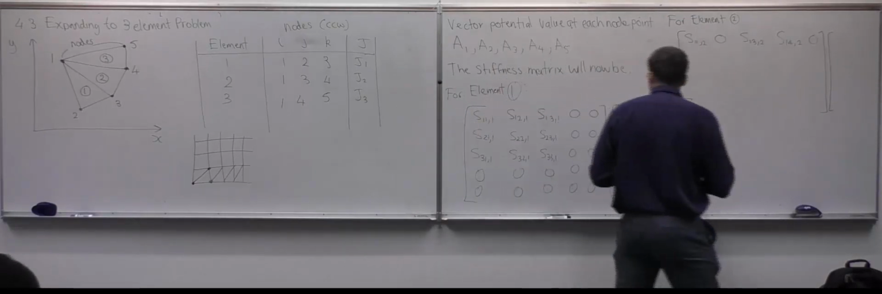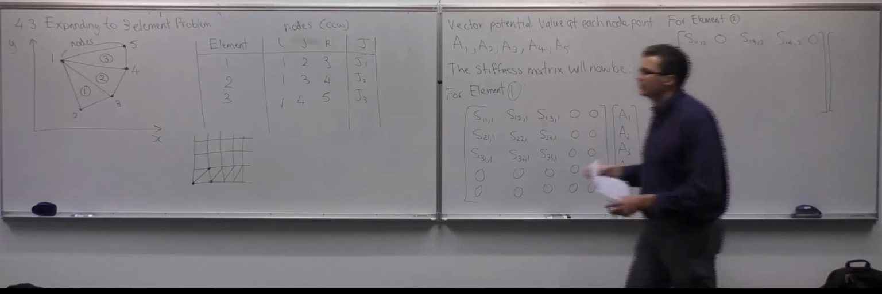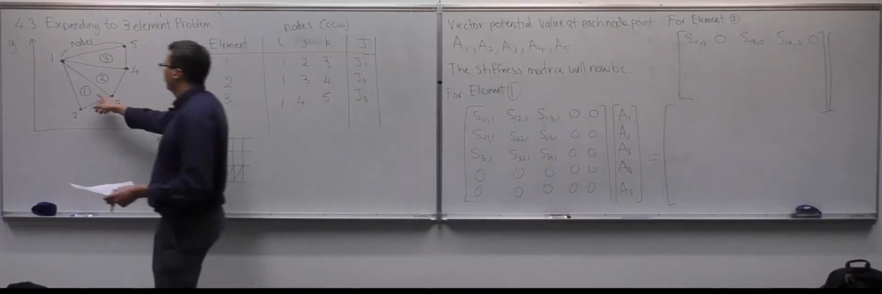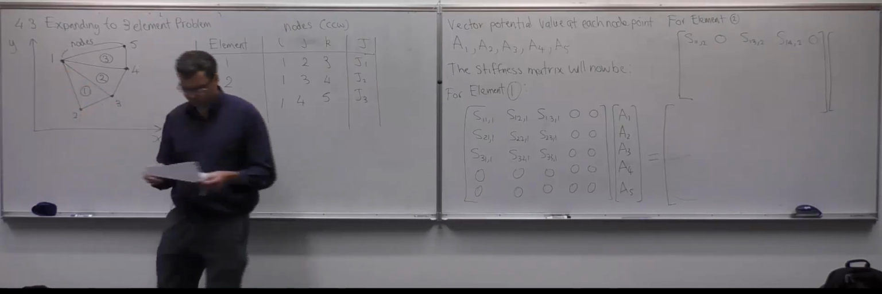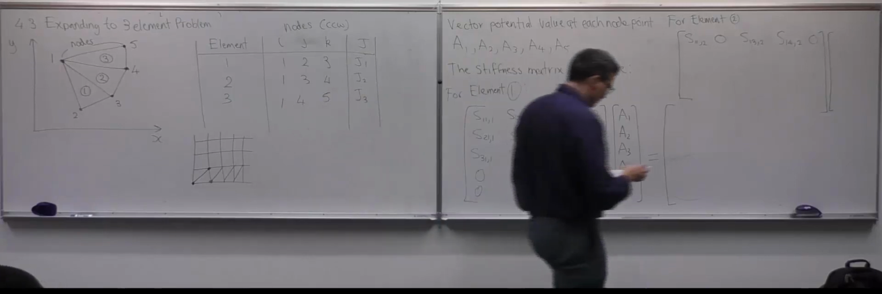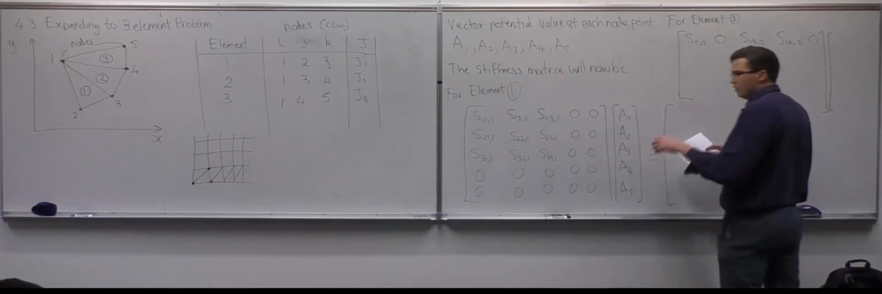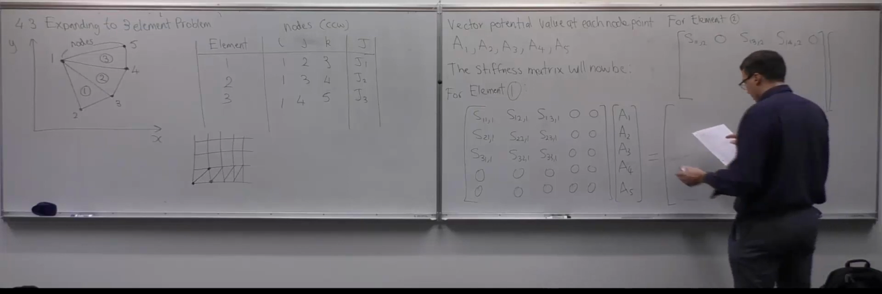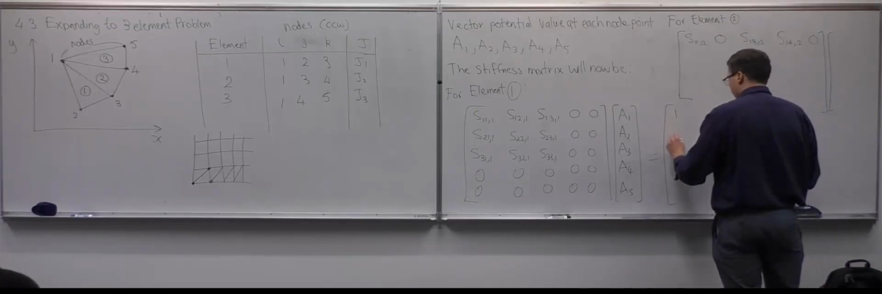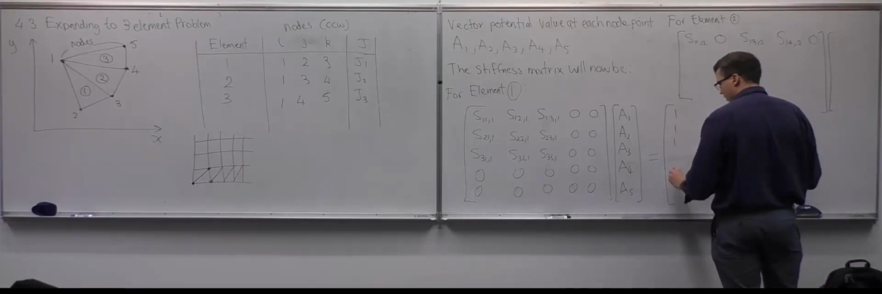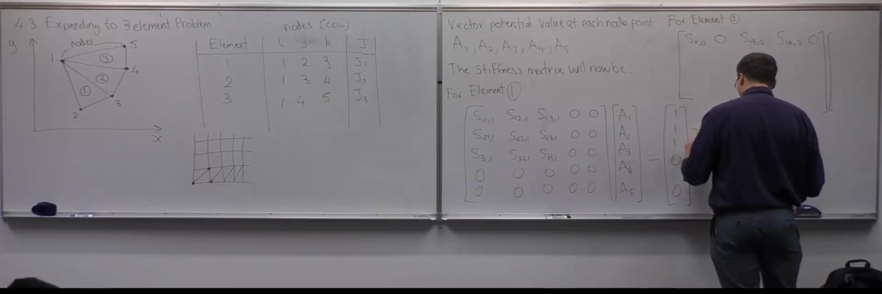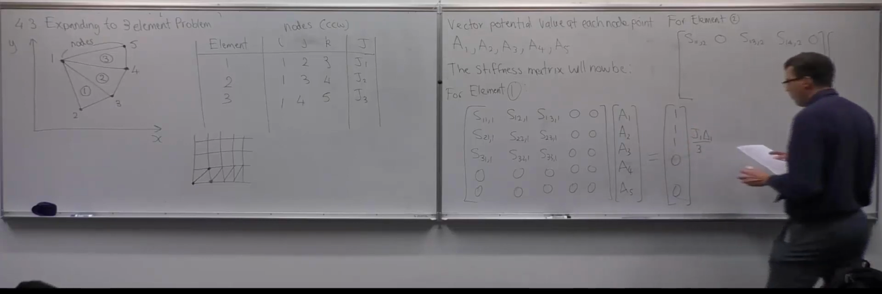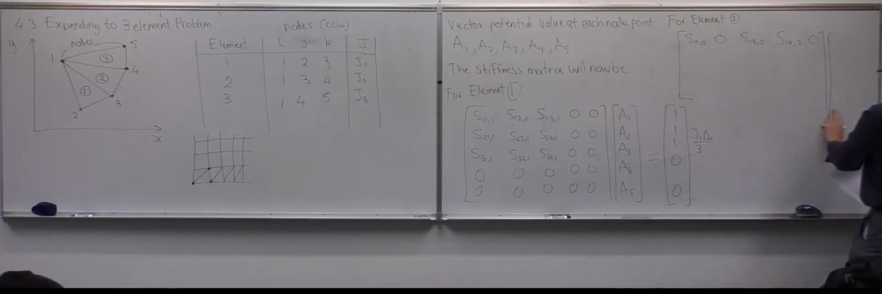So for the first one, it's at element 1, we're going to have current densities 1, 2, and 3 associated with those three nodes. And because there's three nodes, we divide by 3. So we have 1, 1, 1, 0, 0. And then that's J1 delta over 3, like that.